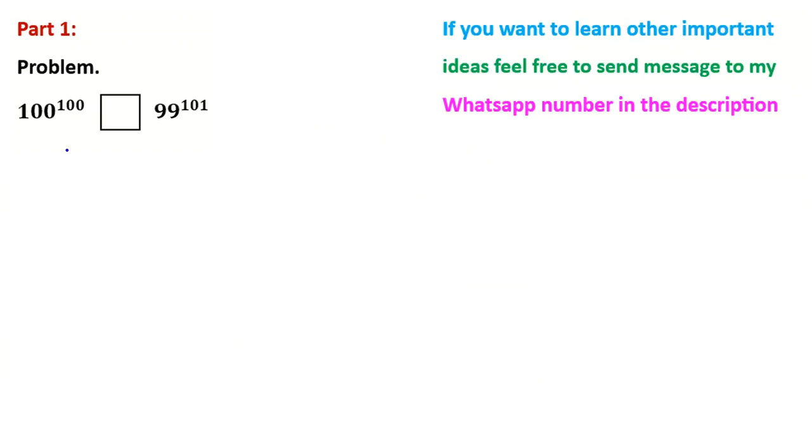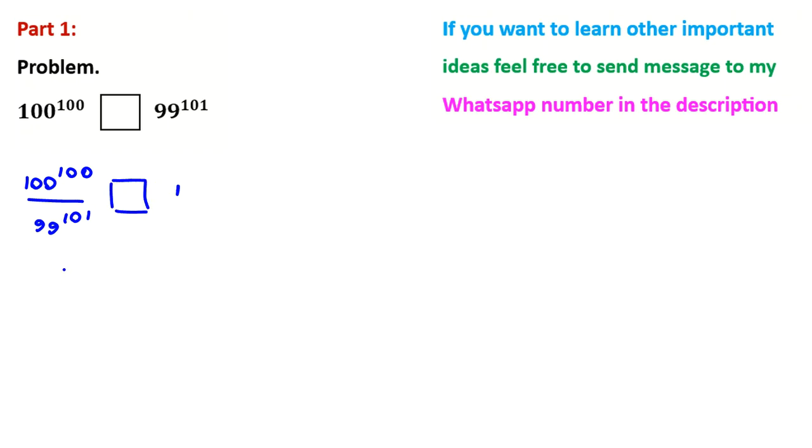Okay, for this problem, we want to see which one is larger, 100 to the power of 100 or 99 to the power of 101. So for this one, we divide both sides by the right-hand side. So it will be what? 100 to the power of 100 over 99 to the power of 101, and 1. We should see which one is greater.